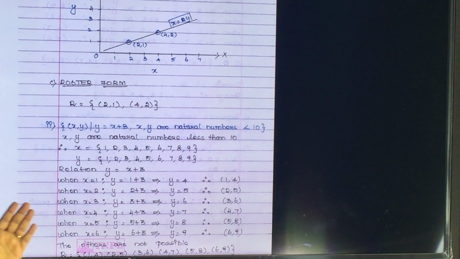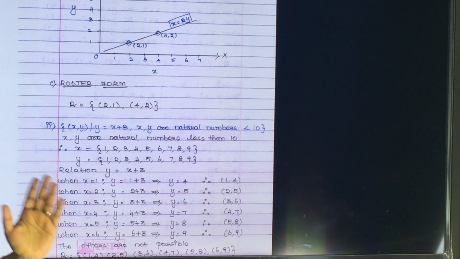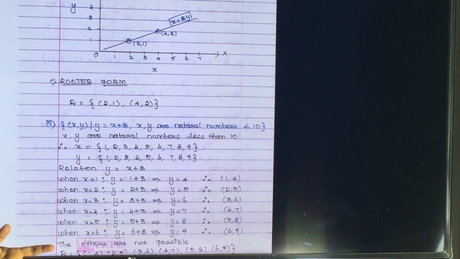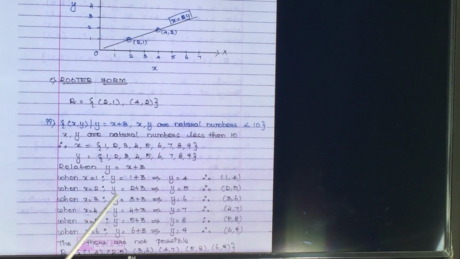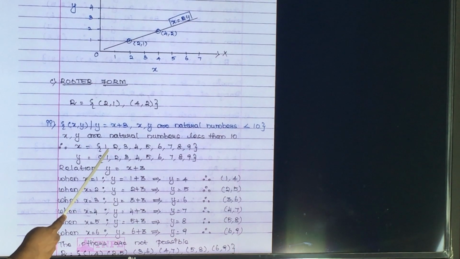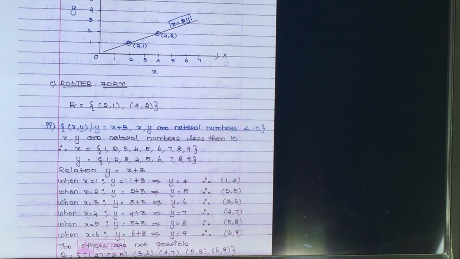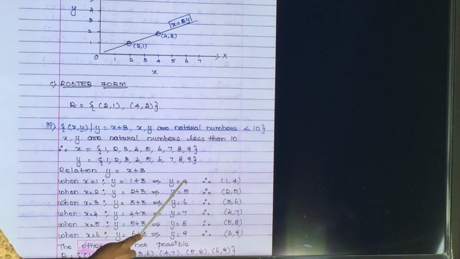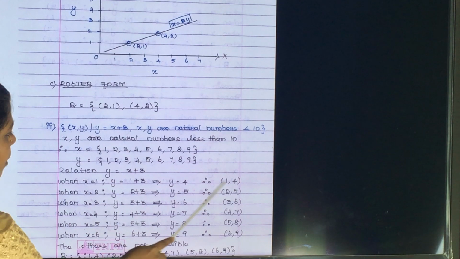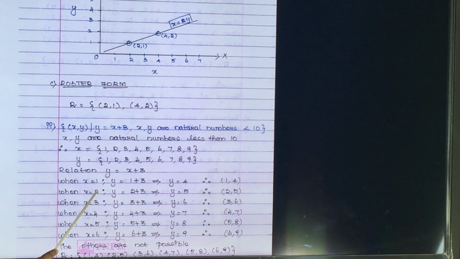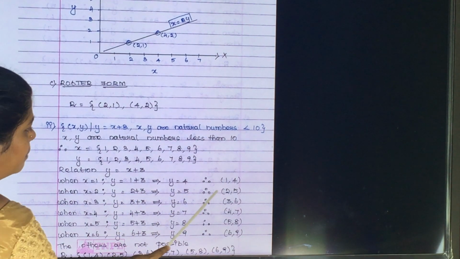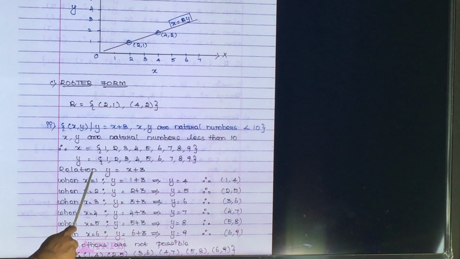Now, the relation is y equals x plus 3. So, you have to substitute the values for x. What values will you substitute for x? It is given here, right? We have written 1, 2, 3, etc. up to 9. So, first when x equals 1, what will you write? y is equal to 1 plus 3, 4. So, it is (1, 4). Similarly, you do for x equals 2. y is equal to 2 plus 3, which is 5. So, it is (2, 5). Likewise, you will write for all the numbers.